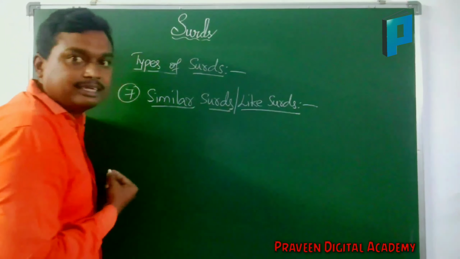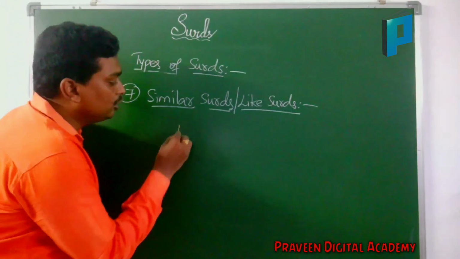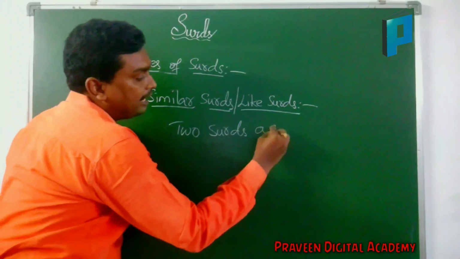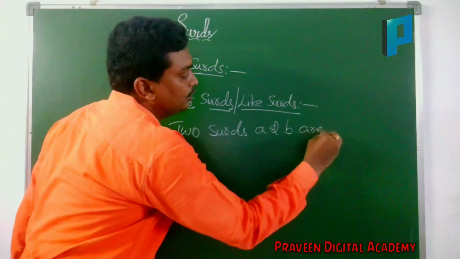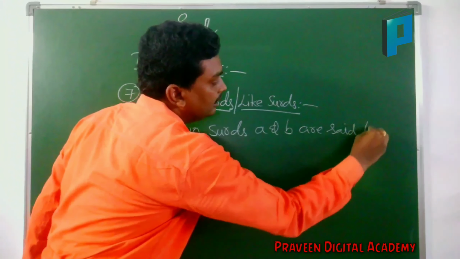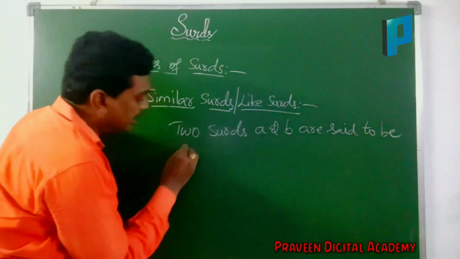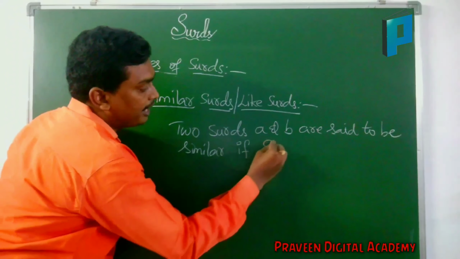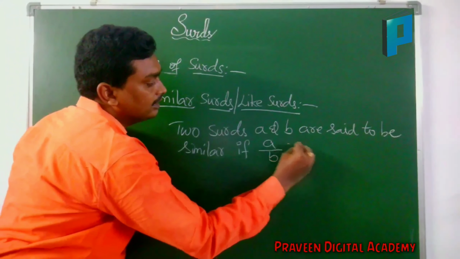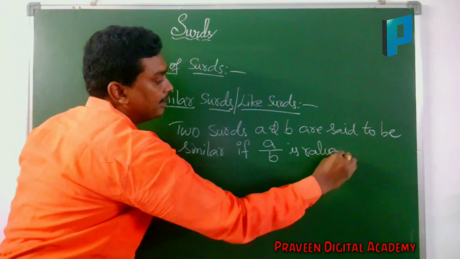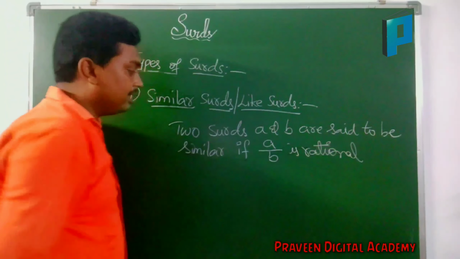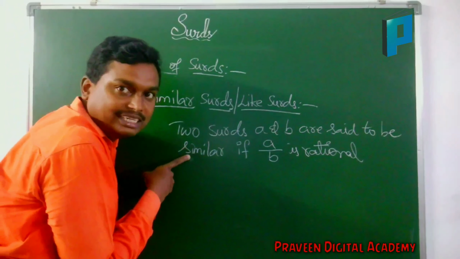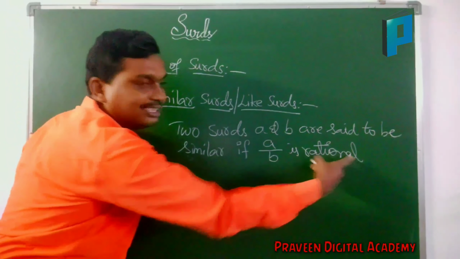Similar surds, or like surds, both are same. Here two surds A and B are said to be similar if A by B is rational. Two surds A and B are said to be like or similar surds if A by B is rational.